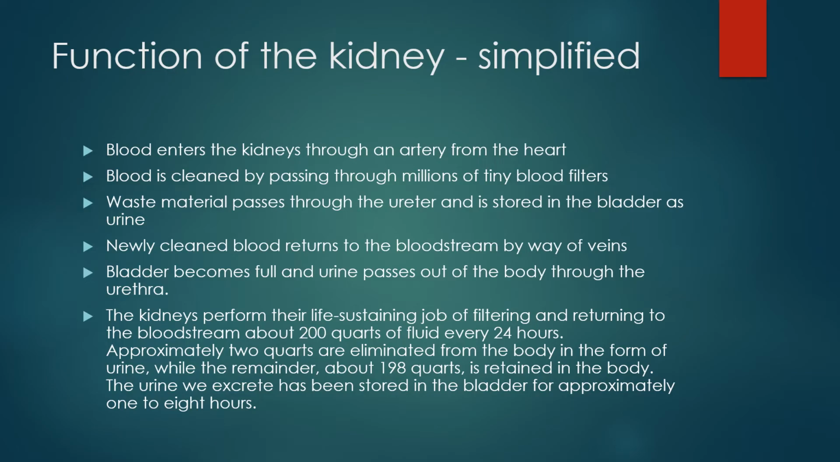Here are the functions of the kidneys simplified. Blood enters the kidneys through an artery in the heart. Blood is cleaned by passing through millions of tiny blood filters. Waste materials pass through the ureter and are stored in the bladder as urine. Newly cleaned blood returns to the bloodstream by way of veins. Bladder becomes full and urine passes out of the body through the urethra.